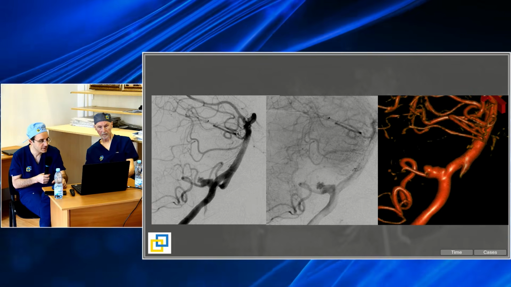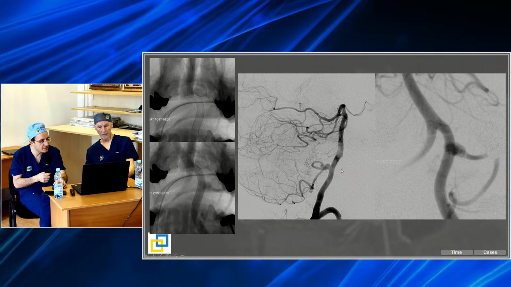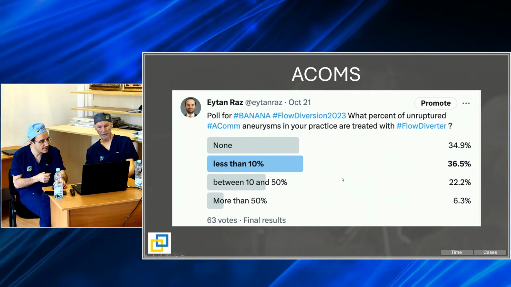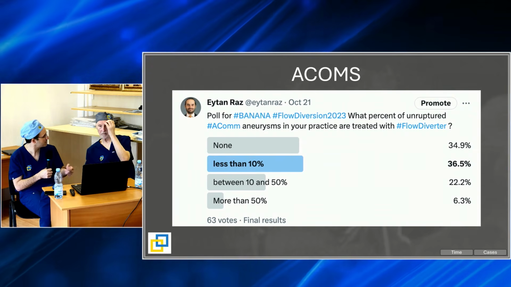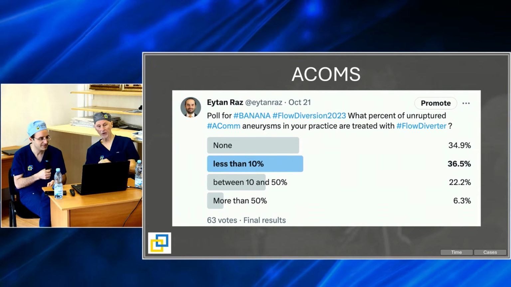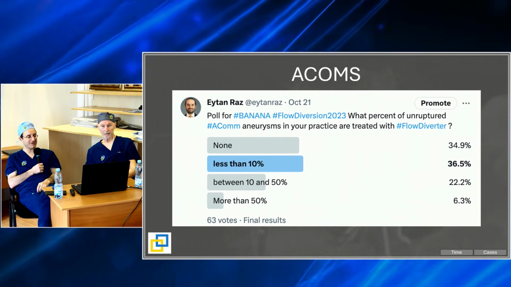Okay. So here's another case. Maybe we can skip over that. Should we talk about ACOMs maybe? Okay, so there are so many more cases. This can go on for a while.